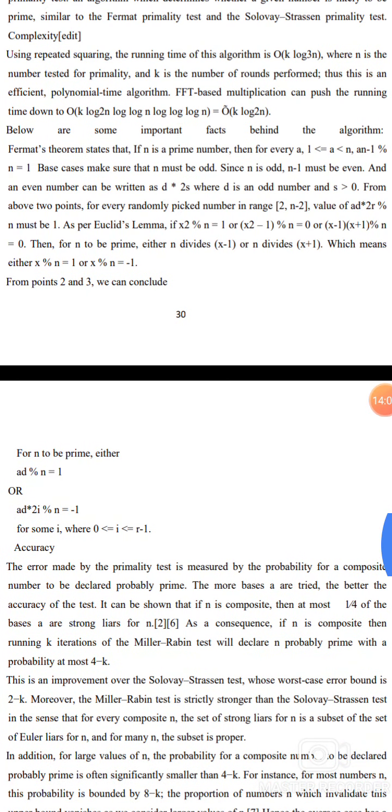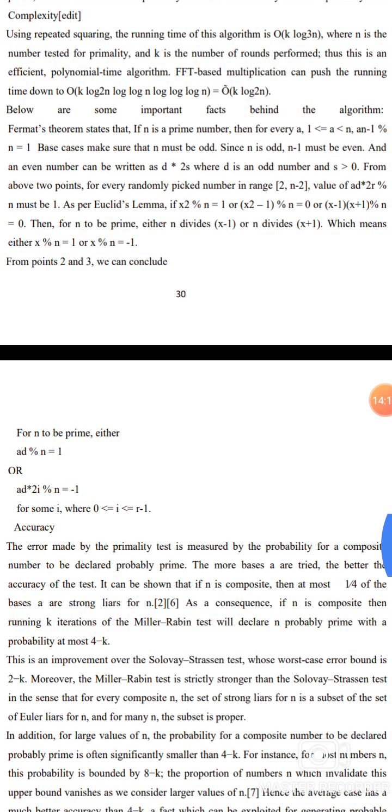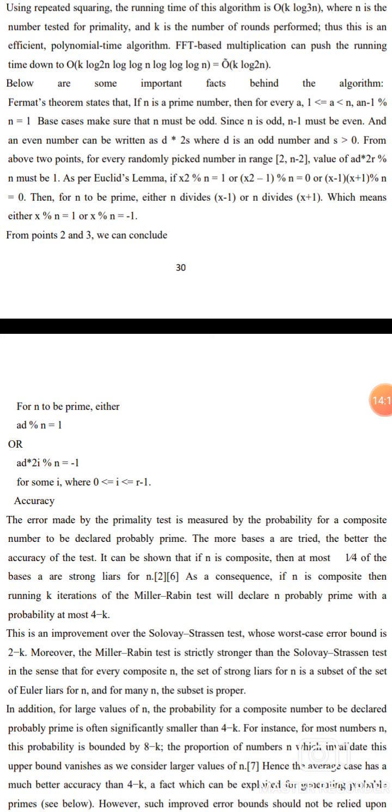The Fermat theorem also defines that n is a prime number and n is not equal to 1, because in most cases we use an odd number. The n minus 1 must be even. The even number can be written as d times 2^s, where s is greater than 0, in Euclid's lemma.